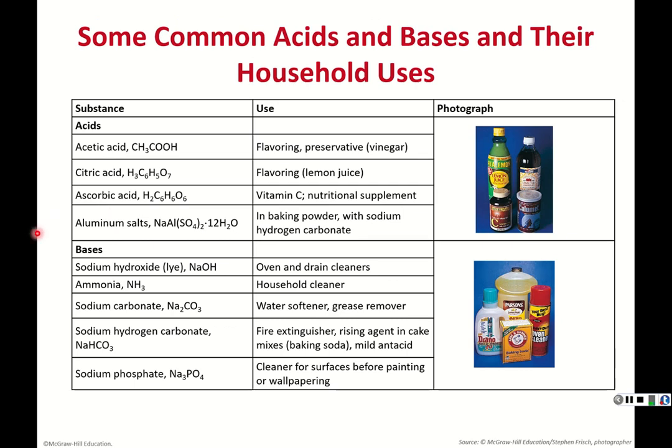Just to remind ourselves what some common acids and bases are. Acids like acetic acid, citric acid, ascorbic acid, we see those primarily in foods around the house. These are all weak acids. Some aluminum salts can be acidic as well. Bases: sodium hydroxide, that's a very strong base. Ammonia, that's in cleaners, that's a weak base. And so forth.